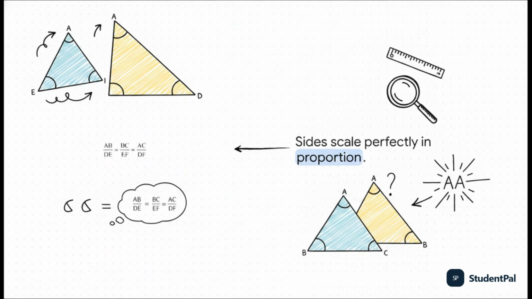Think about what we just did. We started with only equal angles and mathematically proved that the sides scale up perfectly in the same proportion. The beautiful takeaway here? You don't need to measure the sides if you know all three angles are equal. In fact, because of the angle sum property of triangles, if just two angles of one triangle match two angles of another, that third one has to match too, right? So you can use the even faster AA similarity criterion.